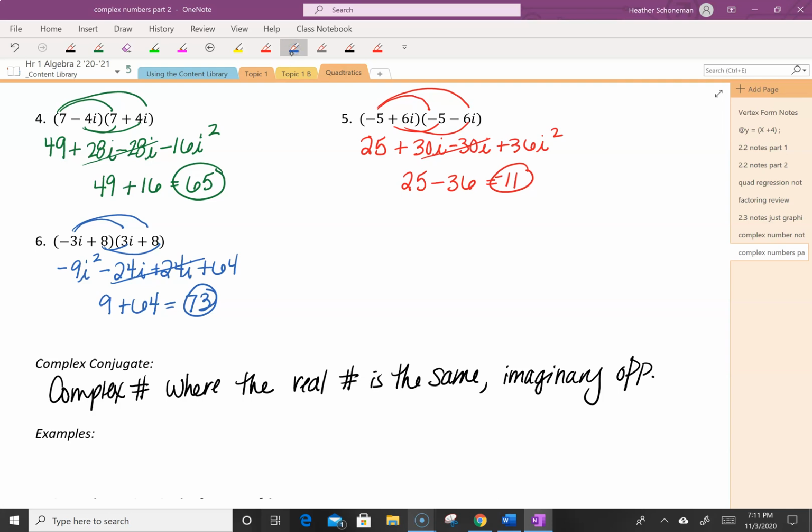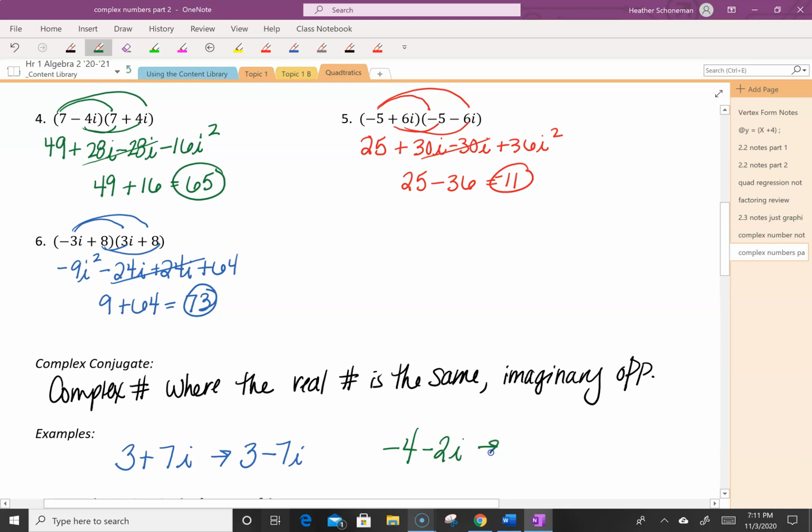Well, let's look at this one. If we have 3 plus 7i, the complex conjugate, well, the real number is 3. It's going to stay the same. The imaginary number is going to change sign, 3 minus 7i. Try one more. If I have negative 4 minus 2i, the complex conjugate, the real part stays the same, negative 4. The imaginary changes sign, so it's plus 2i.